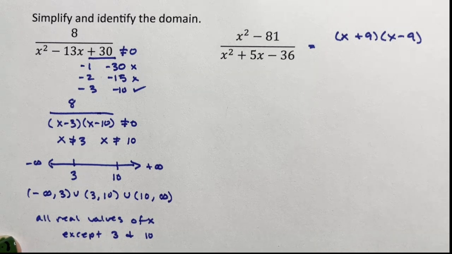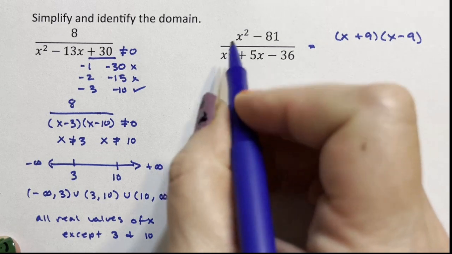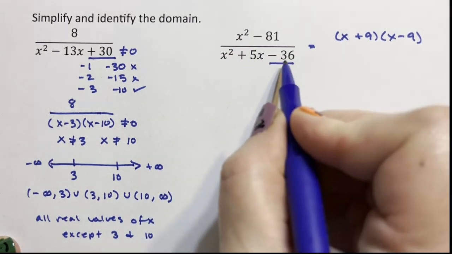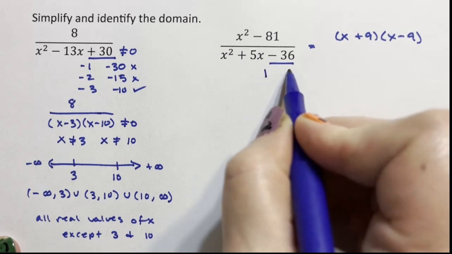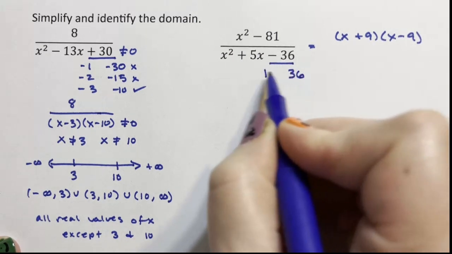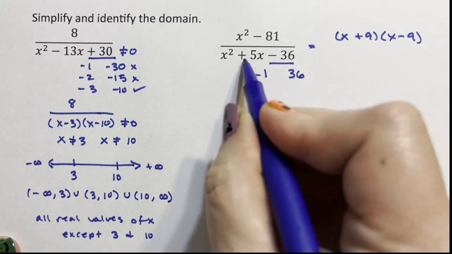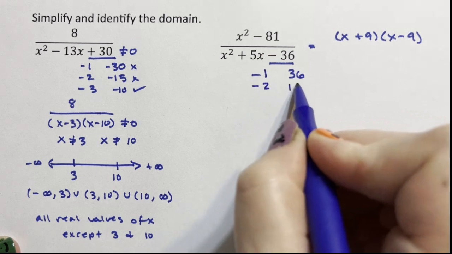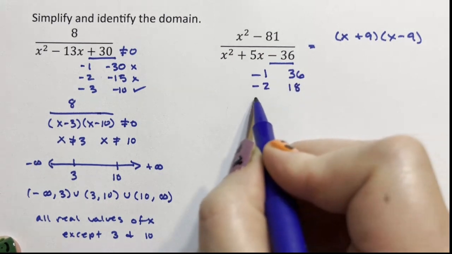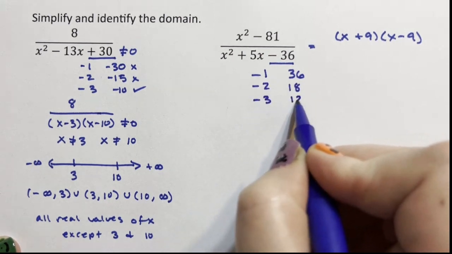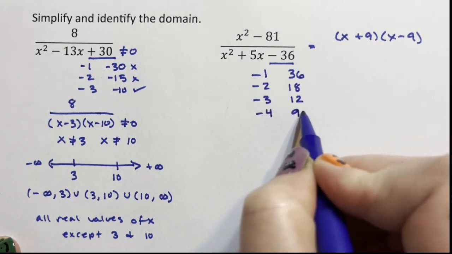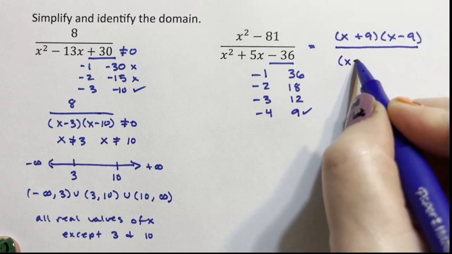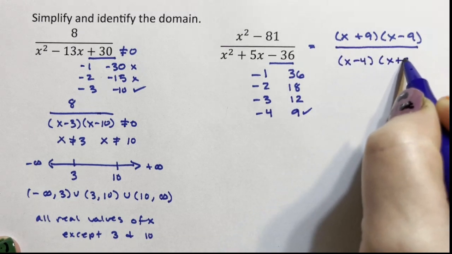Let's get this done really quickly. This is a negative, this is a positive, so what does that mean? It means the 36 is positive and the 1 is negative, so they add up to a positive and multiply to a negative. That does not add up to 5. Negative 2 and 18 also does not add up to 5. Negative 3 and 12. Negative 4 and 9. There we go. Okay, so we have this over x minus 4 and x plus 9.